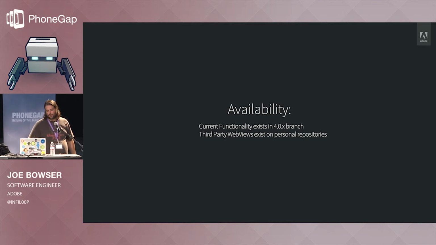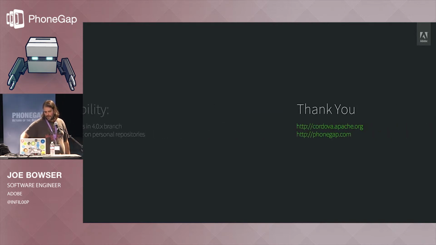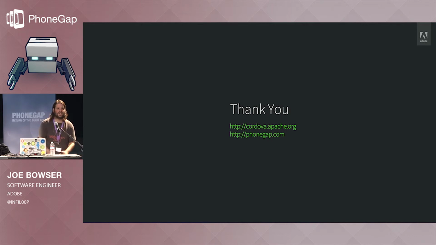And this exists on 4.0. Third-party web views will exist on whoever owns that web view. Right now it's on Ian's personal repo, but I think that's changing. And GeckoView is on mine, but it's an example project right now. And that's pretty much it.